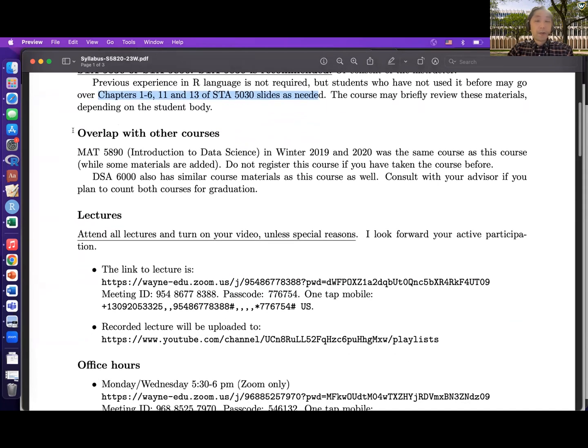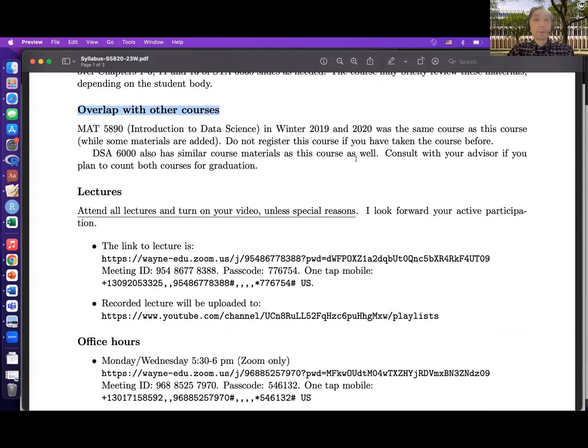Yeah, and overlap with other courses. This course is basically the same course as Math 5890 offered in winter 2019 and winter 2020. So if you have taken this course before, then don't take it. Okay. So I think probably there are no such students. Maybe possibly Thomas, have you taken this course? No. Okay, then that's fine. Yeah, it's a pretty old course. So the course was just renamed.